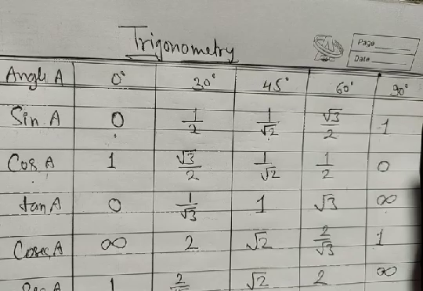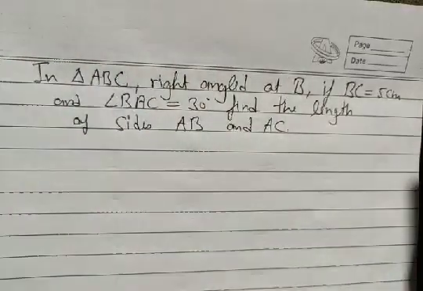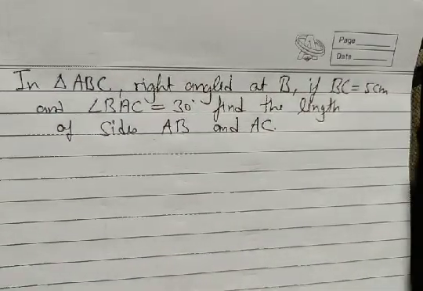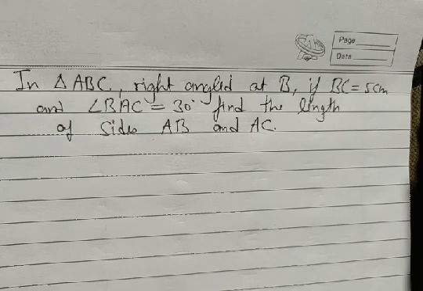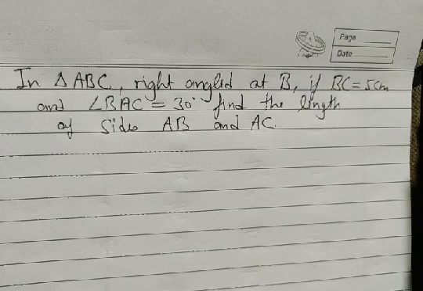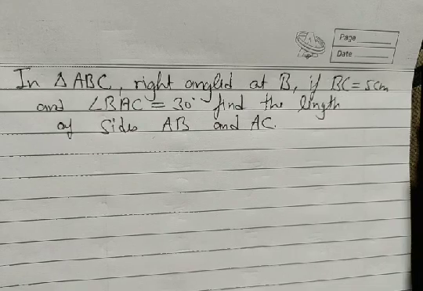Now we move on to solving some problems based on specified angles. We are going to start with one of the problems. Look, one of the problems is on your screen. In triangle ABC, right angled at B, if BC equal to 5 centimeter and angle BAC 30 degree, find the length of side AB and AC.